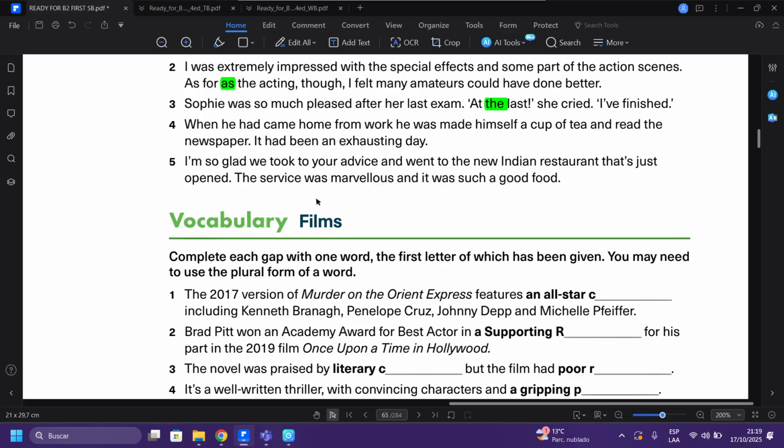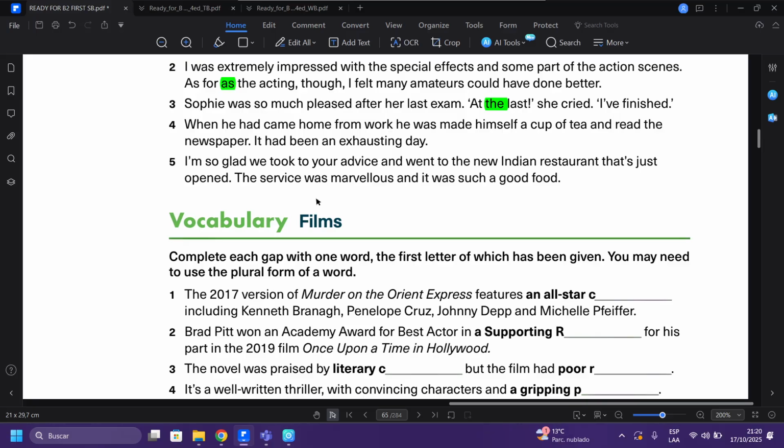It is right. And why in this case could it not be just "he made"? Because in this case, it is like someone else made a cup of tea for him, right? That is why he was made himself a cup of tea. It's like we are using the passive voice. Yes, that is the reason.